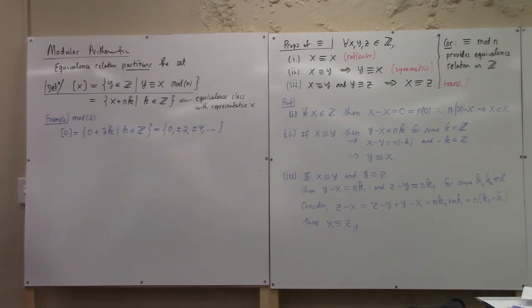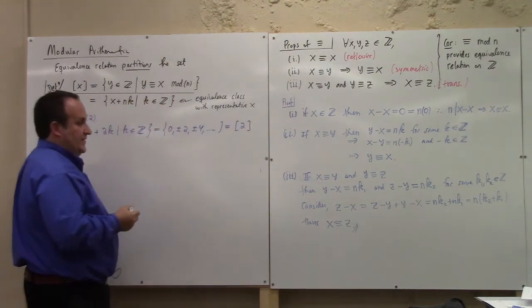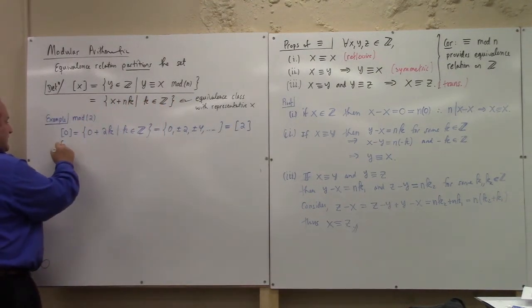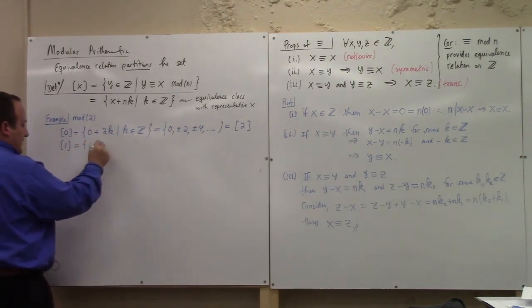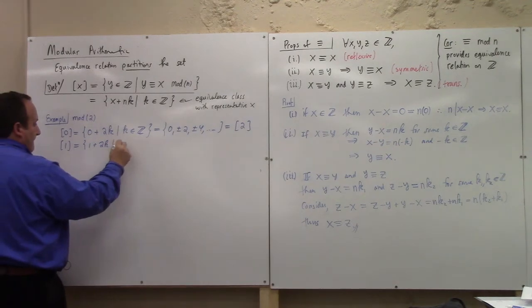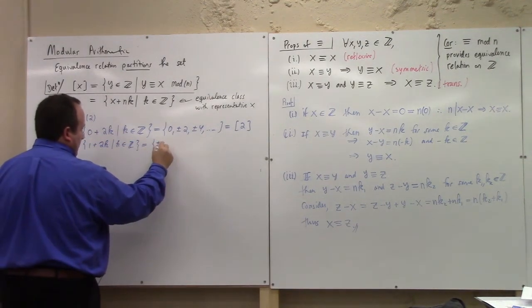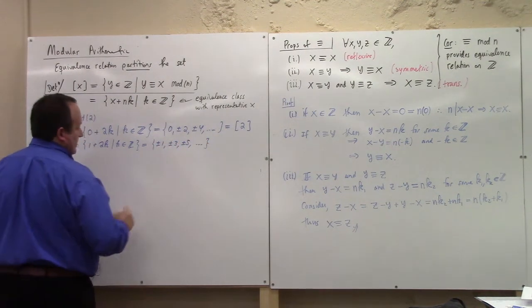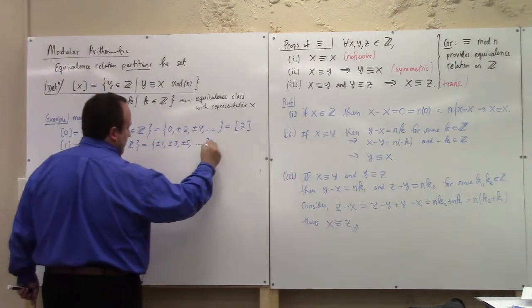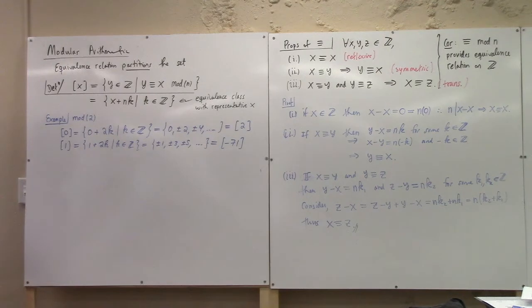And of course, the representative is not unique. You could just as well say that this is equal to the class of 2. Same animal. And the equivalence class with representative 1 is things like 1 plus 2k. So that is plus or minus 1, plus or minus 3, plus or minus 5, and so forth. Odd integers. And of course, you could pick different representatives, like minus 71. Whatever. Let's get weird.